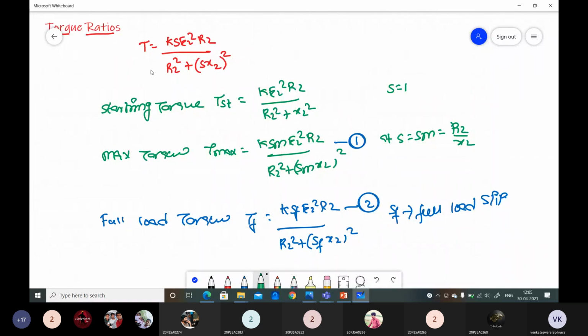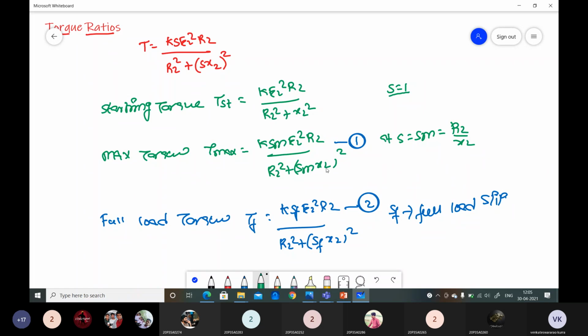So this is the expression for our torque, tau equal to K S E2 square R2 by (R2 square plus S X2) whole square. Suppose if you want to find starting torque, just substitute S equal to 1. So K E2 square R2 by (R2 square plus X2 square). Suppose if you want to find the maximum torque, substitute S equal to Sm, and the value of Sm is R2 by X2. So just replace S by Sm: K Sm E2 square R2 by (R2 square plus Sm X2) whole square.